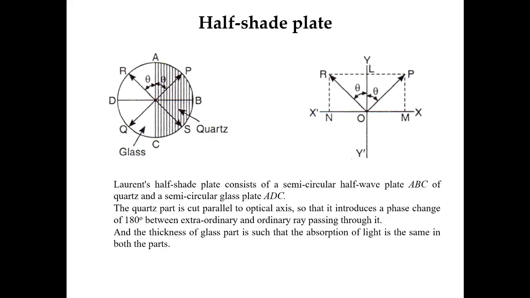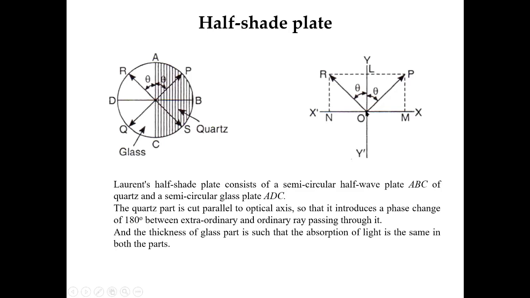The plane of vibration of the plane polarized light incident normally on the half-shade plate is along PQ. Here, PQ makes angle theta with vertical optic axis. The vibrations emerge from the glass plate as they are. Inside the quartz plate, the light is divided into two components, one along optic axis and one perpendicular to optic axis.